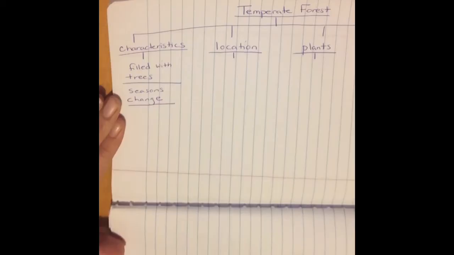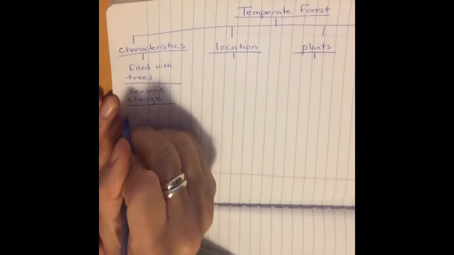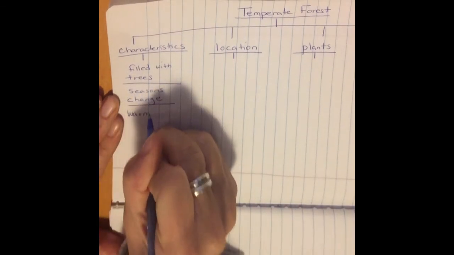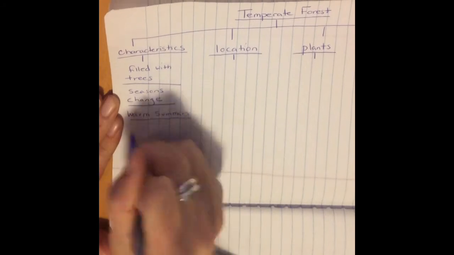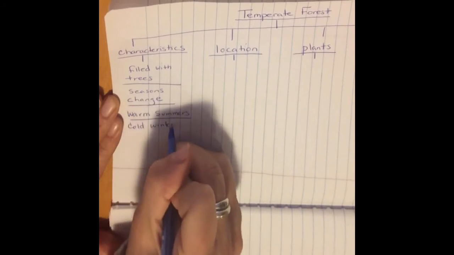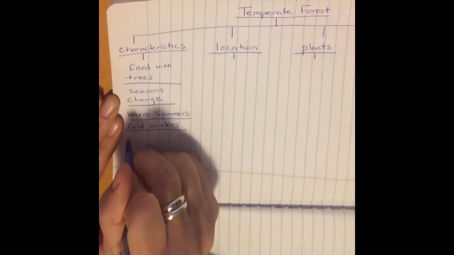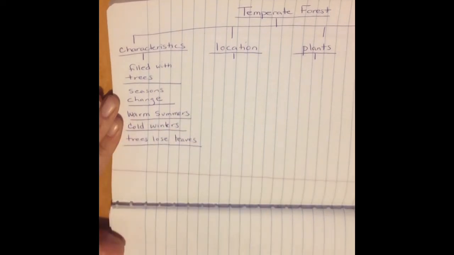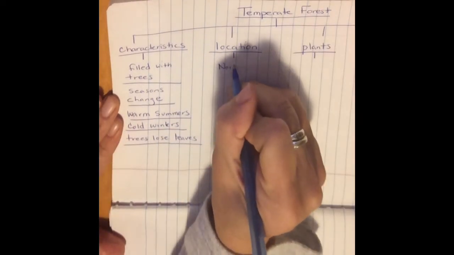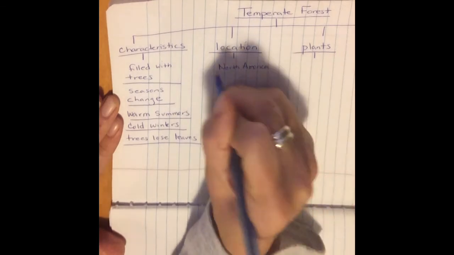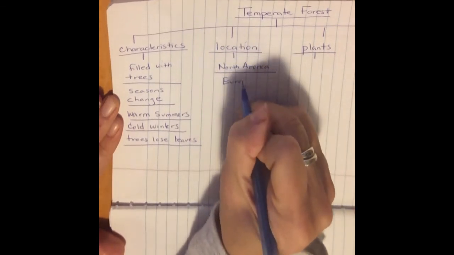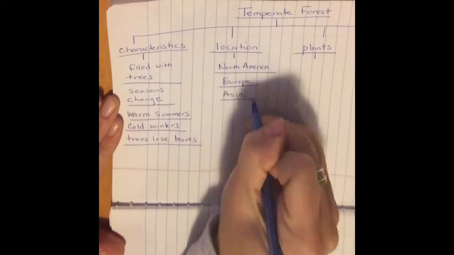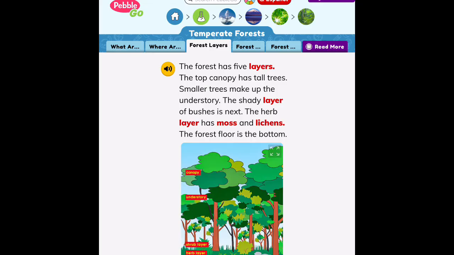This section was a little tricky because I learned not only the location, but I learned that there are warm summers and cold winters. But that's a characteristic, so I'm going to add it to the first column. I also learned that trees lose their leaves in a temperate forest. As for my location, I learned that they are found in North America, that's a continent, Europe, another continent, and Asia.